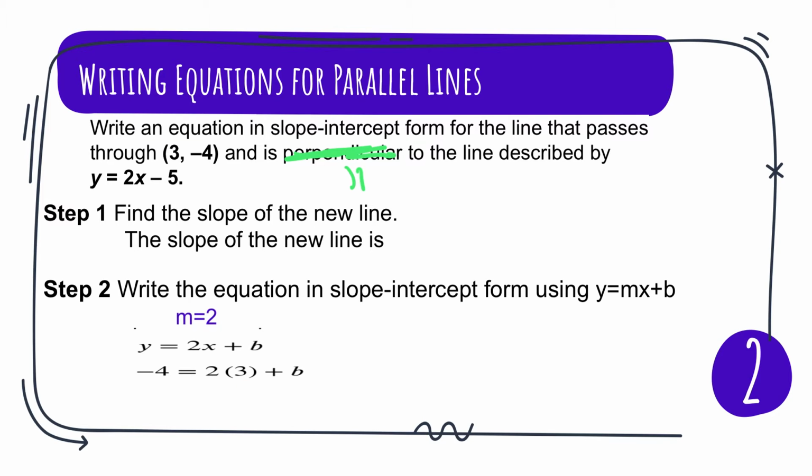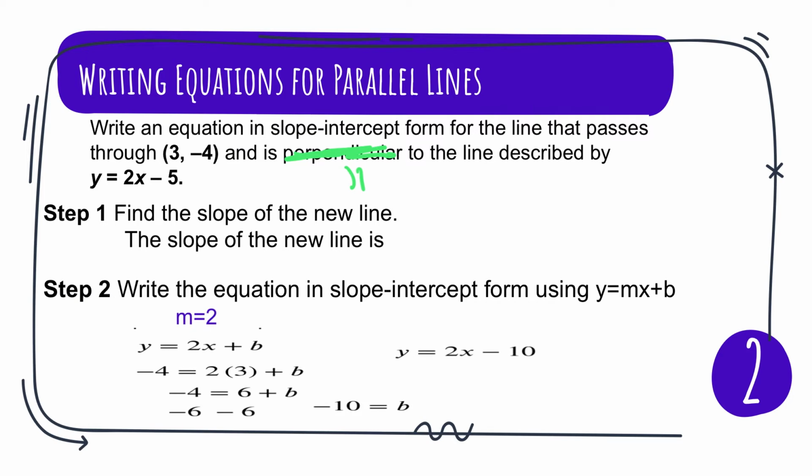And so then I get -4 is equal to 6 plus b. Solving for b, I get b is equal to -10. And so my equation of my line is y equals 2x minus 10.